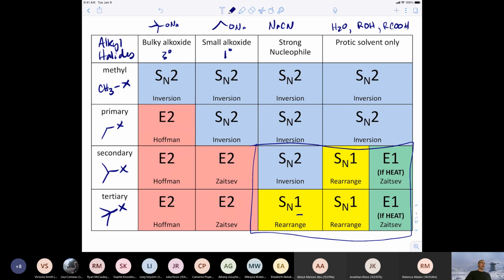Now, in reality, you're going to get a mix of the two. You'll favor SN1 if it's cold. You'll favor E1 if it's hot. But just by separating those two this way, I think it'll make things clearer, and you never have to worry about drawing multiple mechanisms for a single question.